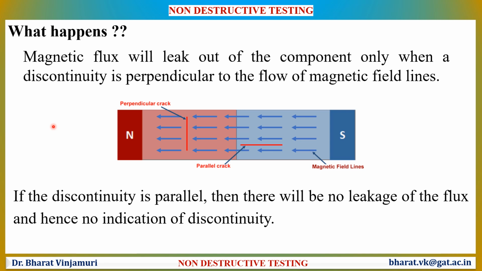It is to be noted that in this process, the magnetic flux will leak out of the component only if the discontinuity is perpendicular to the flow of magnetic field lines. If the discontinuity is parallel, then the magnetic flux will not come out of the component. So in such cases, there will be no leakage of flux and hence there will be no indication of discontinuity. To avoid this, the component has to be examined by making the electric current flow in different directions.